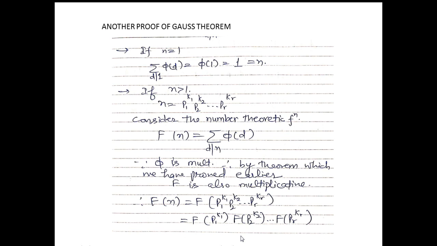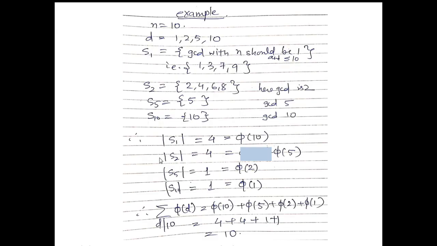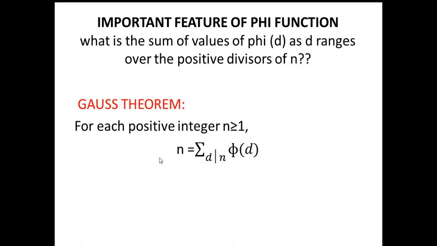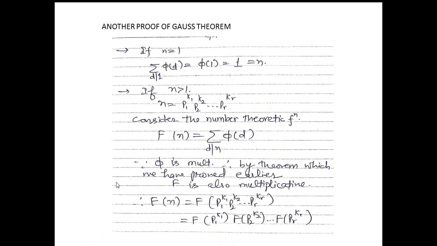Let us see a simpler version of the proof of Gauss theorem, another proof of Gauss theorem. So what was the Gauss theorem? It says that n is equal to the summation of phi d, d divides n. How do we prove it? If n is equal to 1, then the summation of phi d, d divides 1, will be phi 1 only, and phi 1 is 1, so 1 is equal to n.